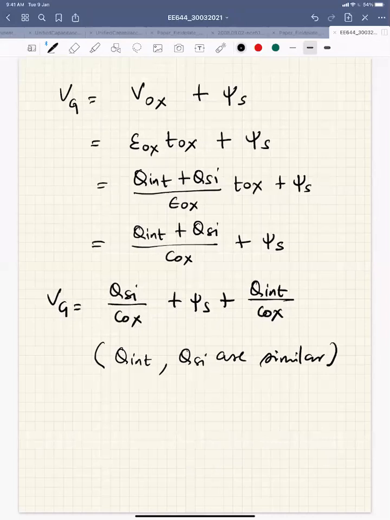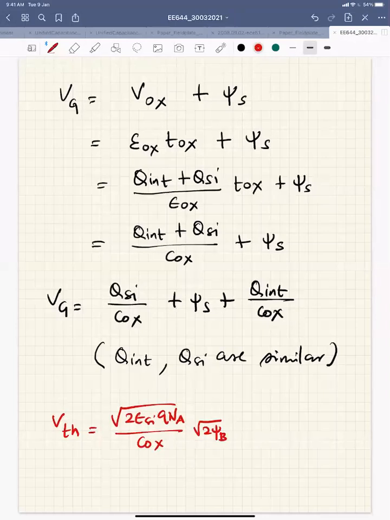Here I have assumed that Q interface is negative. So if I want to write down the threshold voltage, it has QD by Cox, where QD at this time is root over 2 epsilon Si q Na times root over 2 psi b, divided by Cox. And psi s, the potential drop in the silicon, is 2 psi b, plus Q interface by C oxide. So here I have added an extra term. Basically, I have some negative charge at the interface.